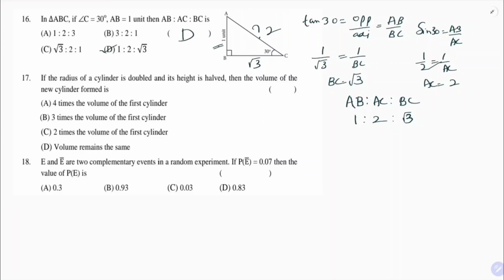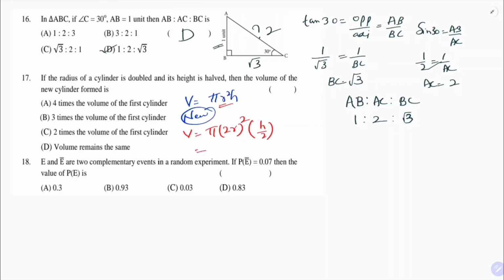Next one. If the radius of a cylinder is doubled and its height is halved, then the volume of the new cylinder. See here, volume of cylinder is pi r square h. Suppose the radius is doubled: the starting radius was r, now it is 2r whole square, and height is halved, h by 2. What will happen to the volume?